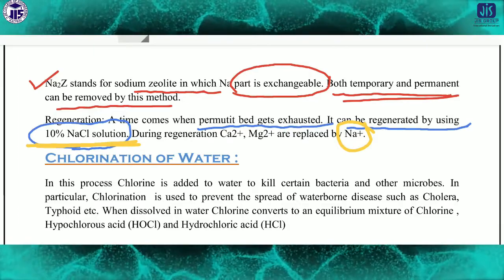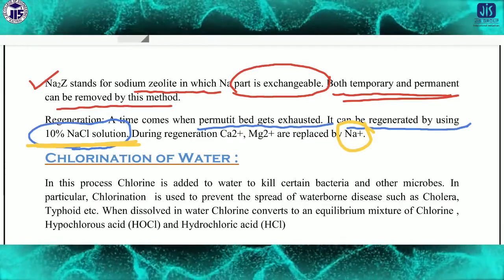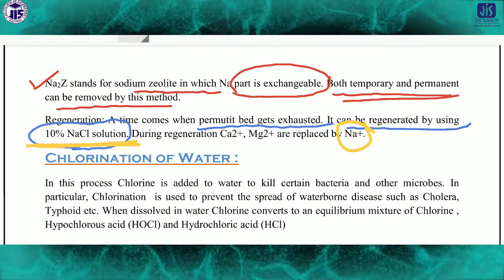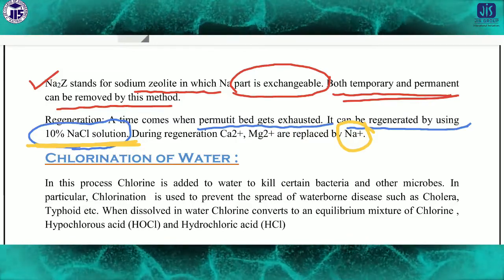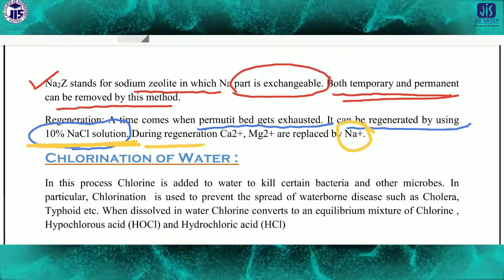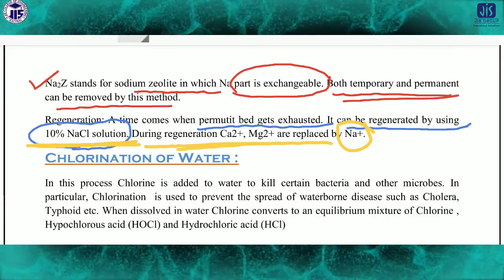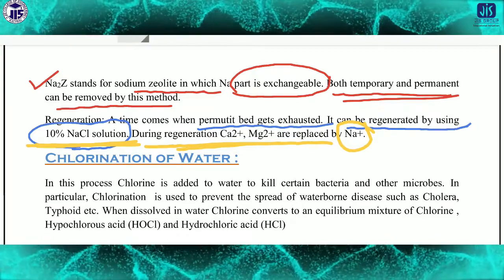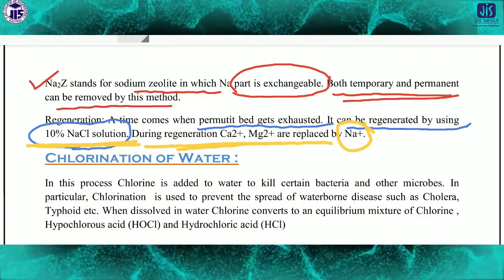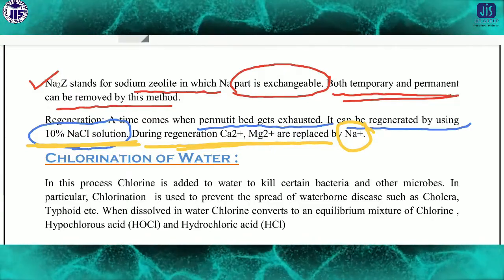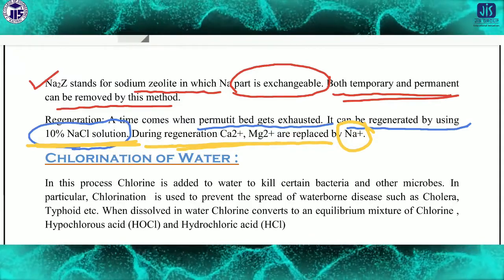So again, when the permutit bed is not suitable for the process, we have to recharge it by the addition of 10% NaCl, and during regeneration Ca2+ and Mg2+ are again replaced by Na+. This is the process by which we can convert hard water, either temporary or permanent, to soft water.